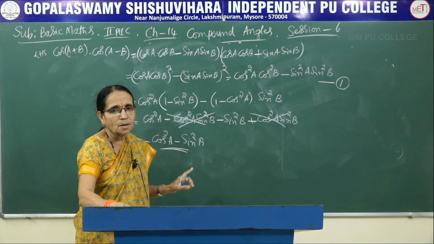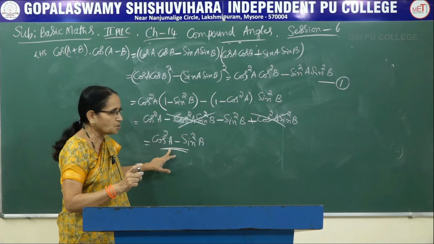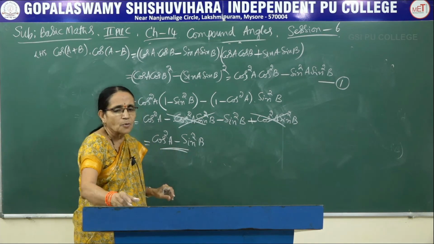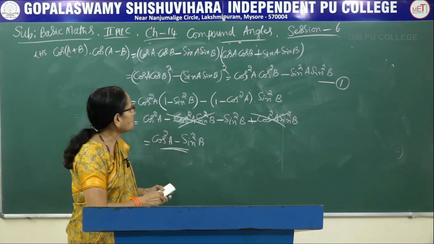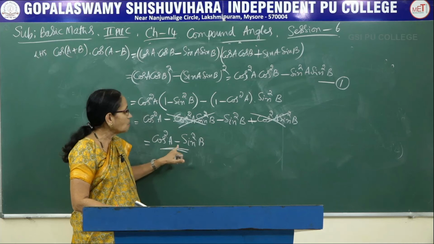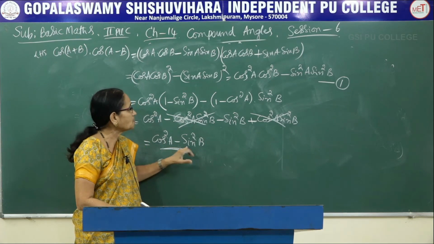So in the first answer, in both the answers we have cosine term first. Cos square of the first angle minus sin square of the second angle. Now we want to get the second result. What does the second result say? Cos square B minus sin square A. Always cos comes first. Cos square B minus sin square A.